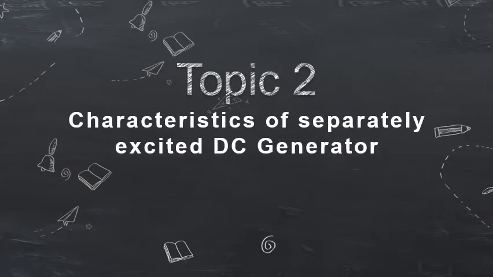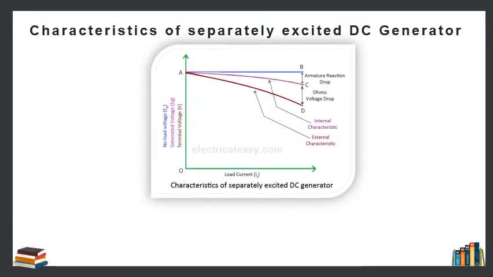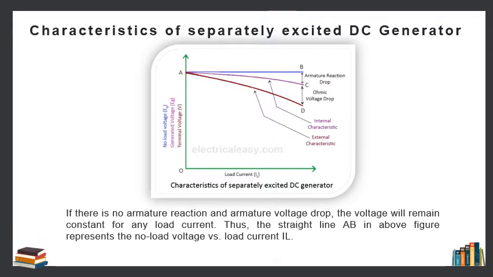Now the next topic is the characteristics of separately excited DC generator. So what is a separately excited DC generator? In this generator, we can provide the excitation separately to the generator, so it is called separately excited. The characteristics are plotted between the load current and the terminal voltage, or generated voltage, or no load voltage.